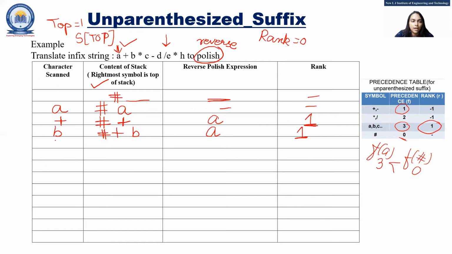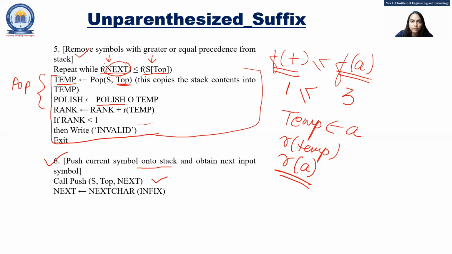Next is star. So now star and B are compared. The precedence of B is higher, right? So precedence of B is higher, so B is on the top. It is higher than star. Okay, so precedence of star is less than precedence of B.